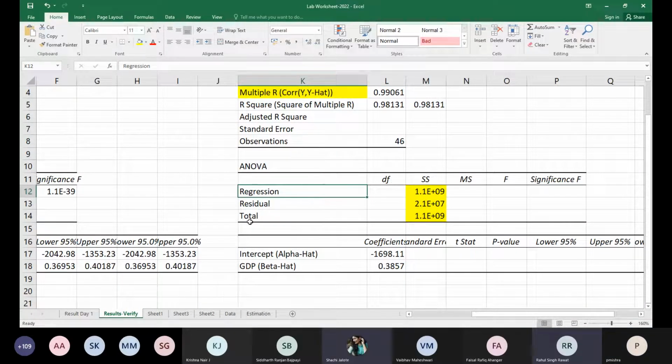Sir, I'm unable to access the sheet. Is it in the lab? Yeah, it is in the lab team. Okay.